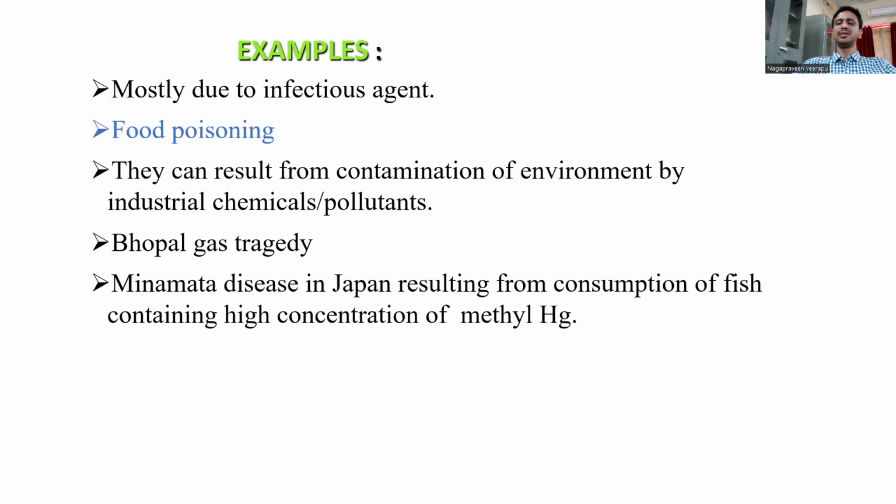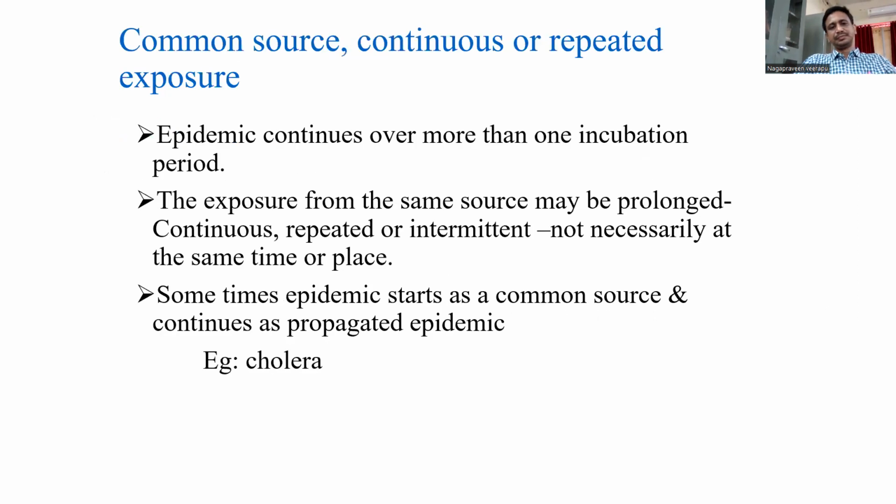Minamata disease in Japan resulted from consumption of fish contaminated with methyl mercury. That emanated from an industry, where the fish was contaminated. Because of eating that, they got a disease called Minamata disease, where there is a neurological disorder.